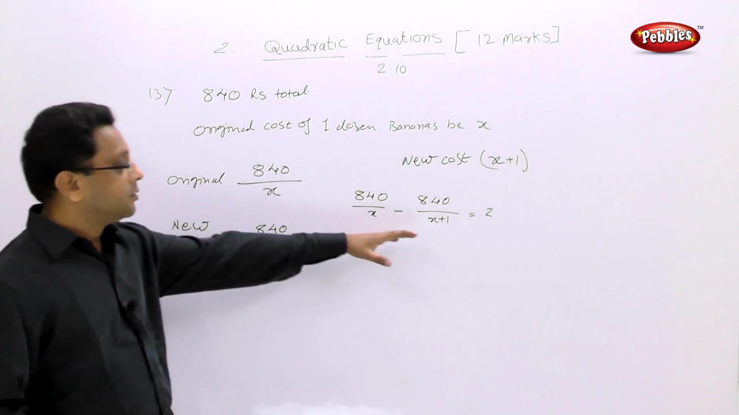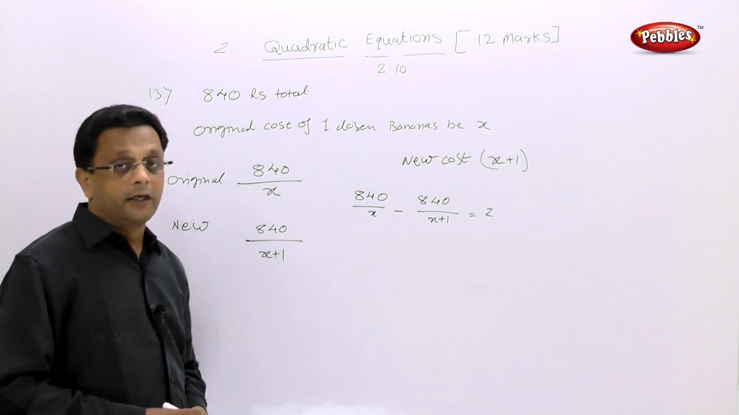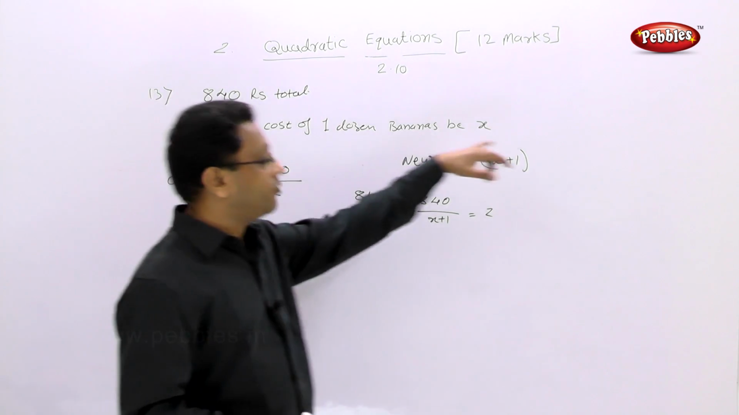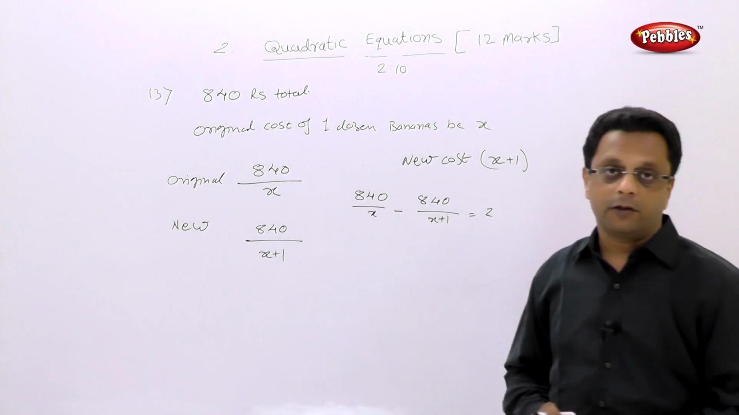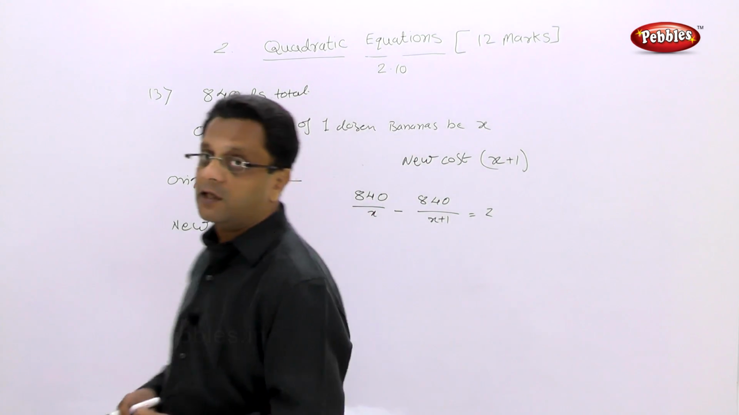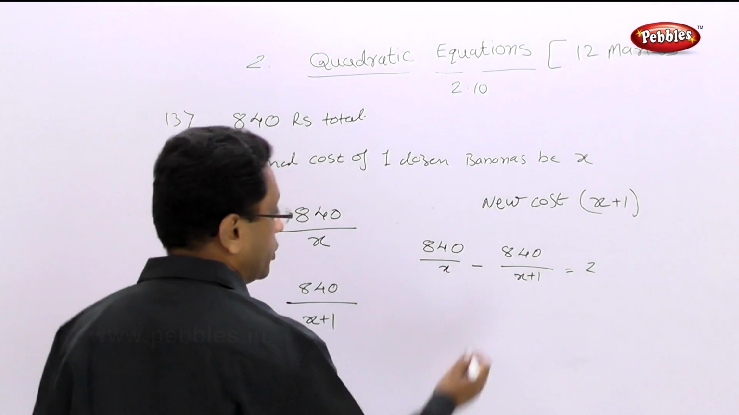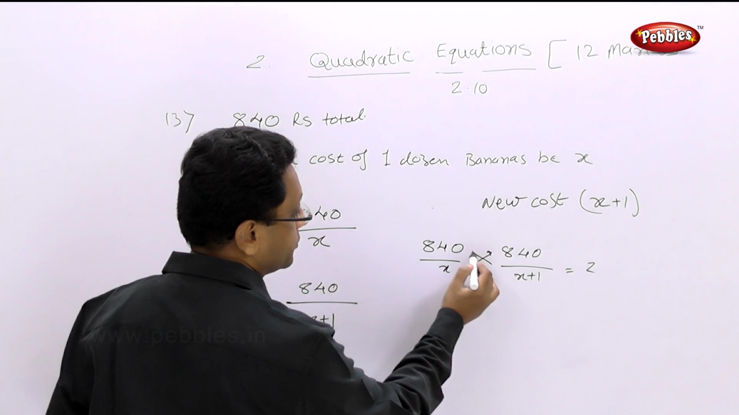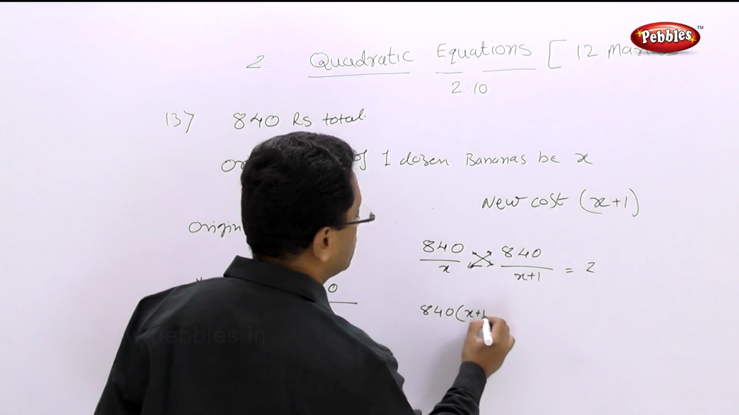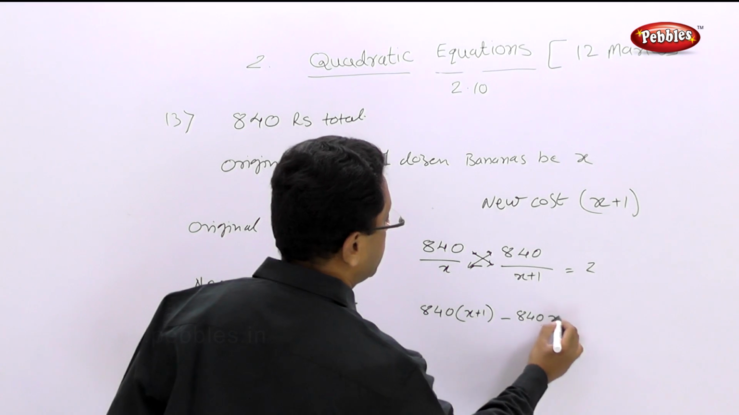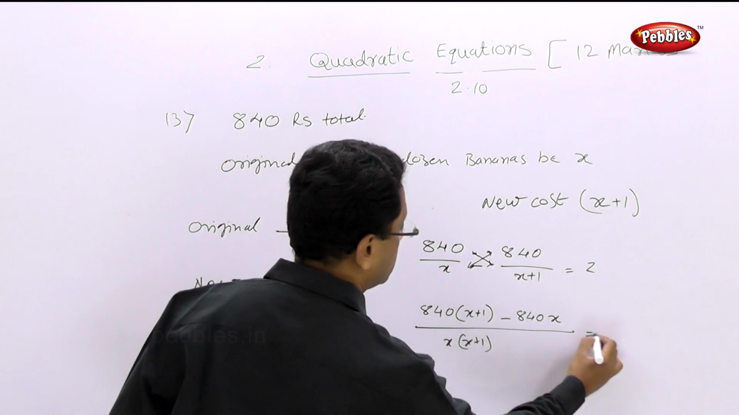When you solve this, you will get one quadratic equation, and then you can get the value of x, that is the original cost of 1 dozen banana, and then 840 upon x, you will get the number of dozens of bananas you can buy. That is what asked. Solve this example. First of all, what you have to do? You have to cross multiplication. So 840 into x plus 1 minus 840x upon x plus 1 into x is equal to 2.